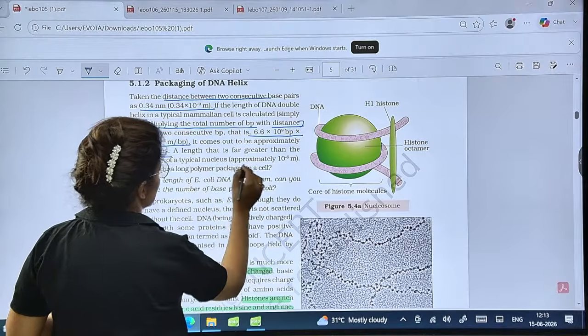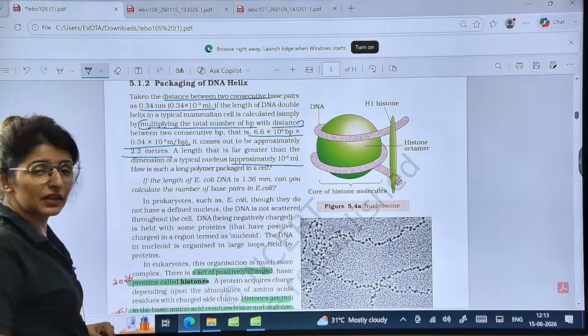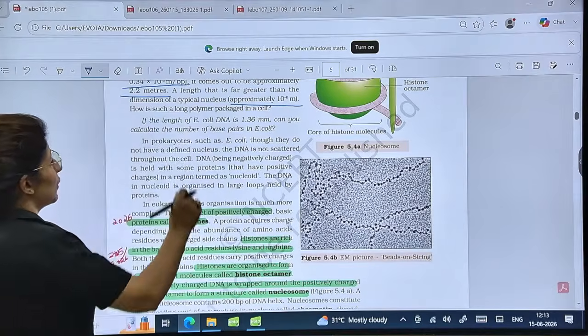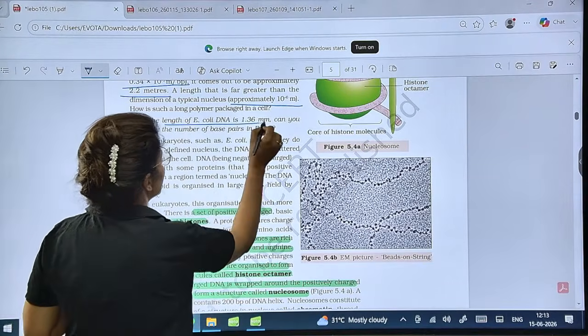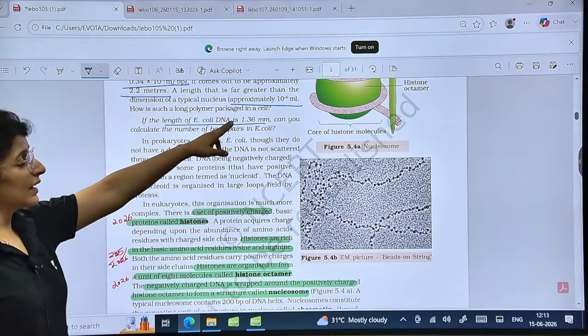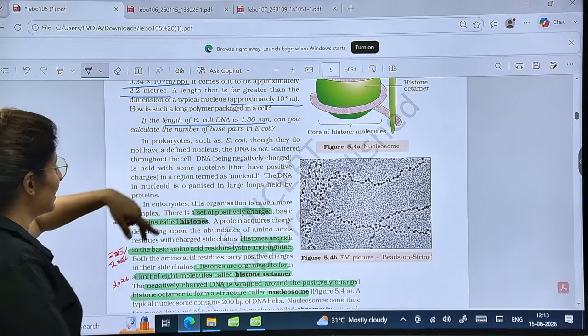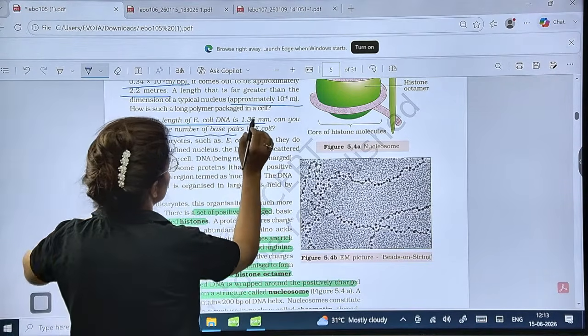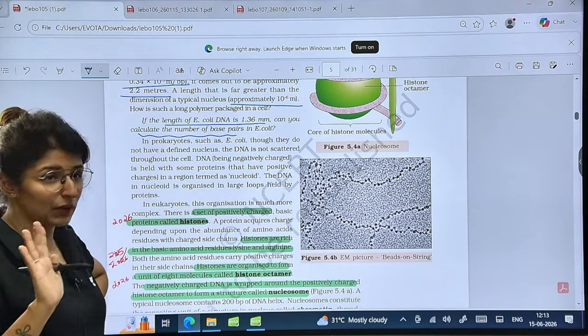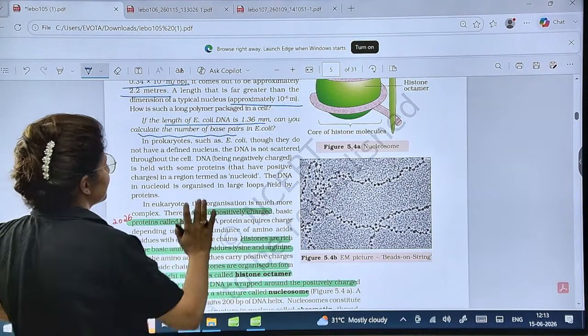What is the space present within the nucleus? It is 10 raised to power minus 6 nanometer. So now, can you calculate the length of the E. coli? Yes, if the length of the E. coli is 1.36 nanometers, so length is given, can you calculate the number of base pairs? You will simply divide it by 0.34 nanometer. Is that clear or not?